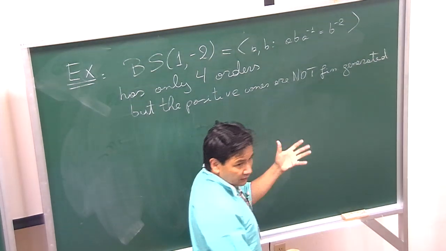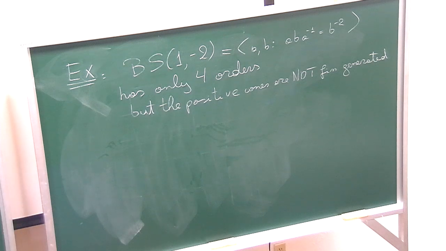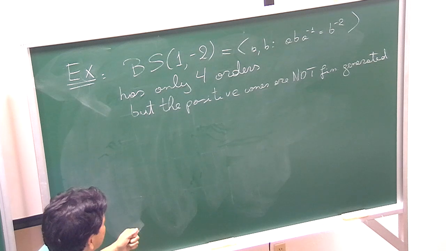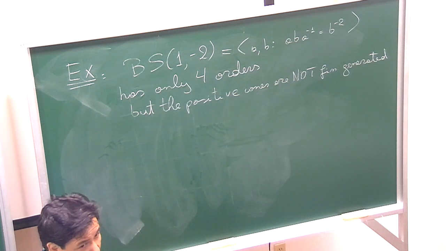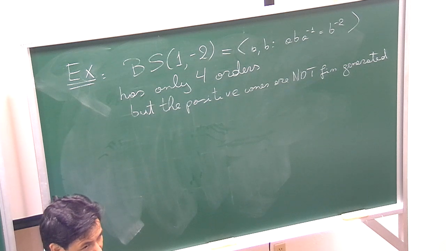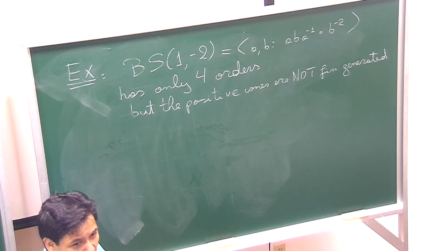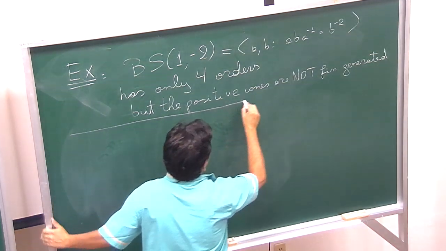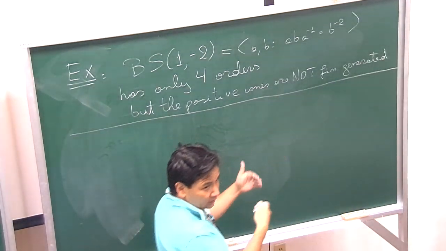So the property of having finitely many orders is not equivalent to the positive cones being finitely generated. I didn't change that. No, because it wasn't a question. I mean, you can ask many natural things. So I will give another kind of remark on this.